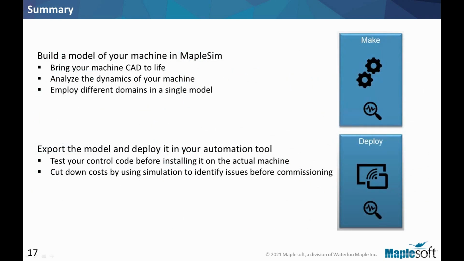To recap, I talked about modeling and simulation in MapleSim, how to build a model of a machine and analyze dynamics of it, do component sizing, and see interactions of different domains. Any model you build in MapleSim is deployable in your automation tool. You would be able to test your control code and find out potential failures before commissioning the machine. This is the idea of virtually commissioning the machine.